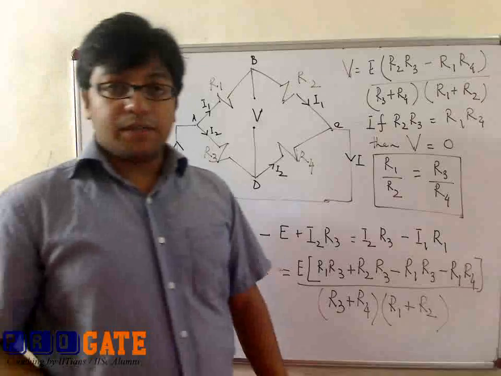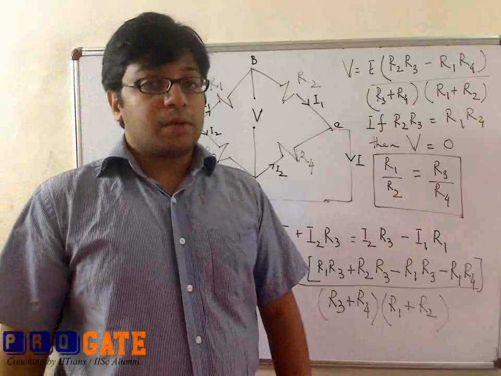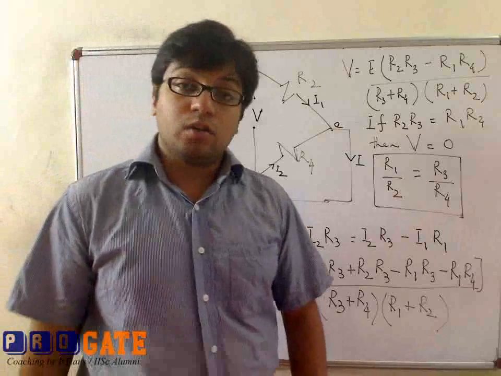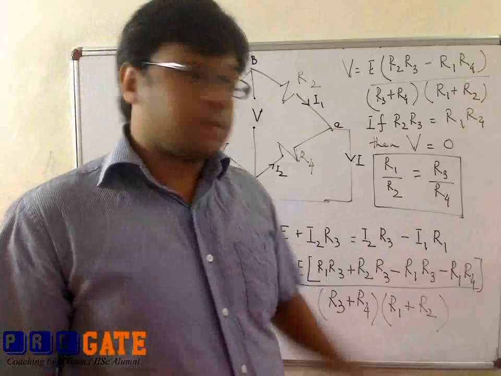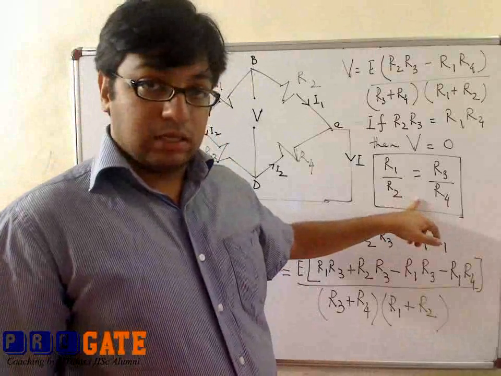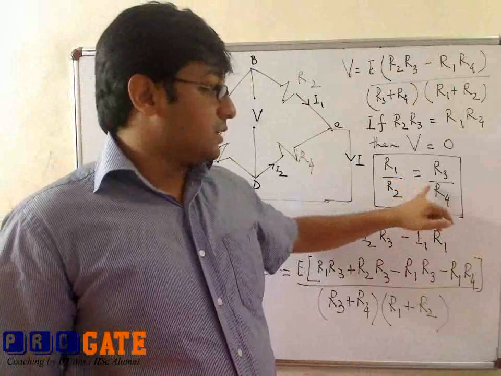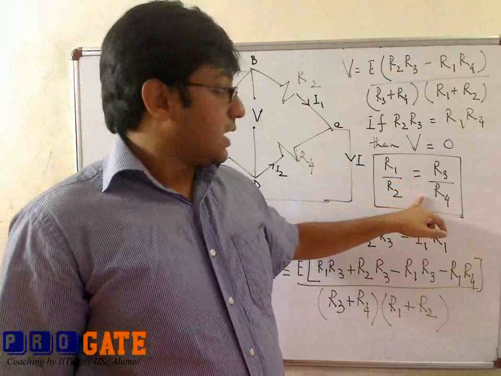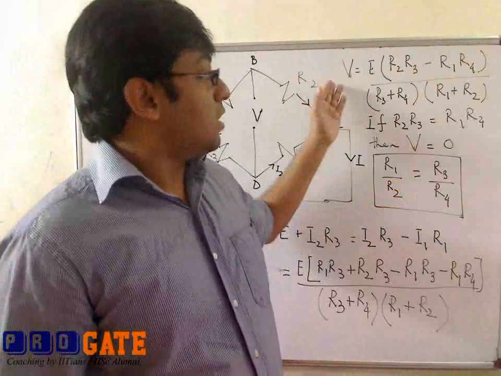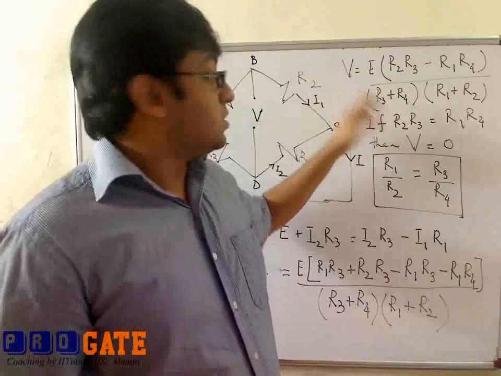So when we talk about Wheatstone bridge, there are two expressions that are very important and that need to be remembered. One is the expression of bridge balance. That is, what is the ratio of the resistances when the bridge is balanced. And second is the expression for output voltage V, which is this expression.